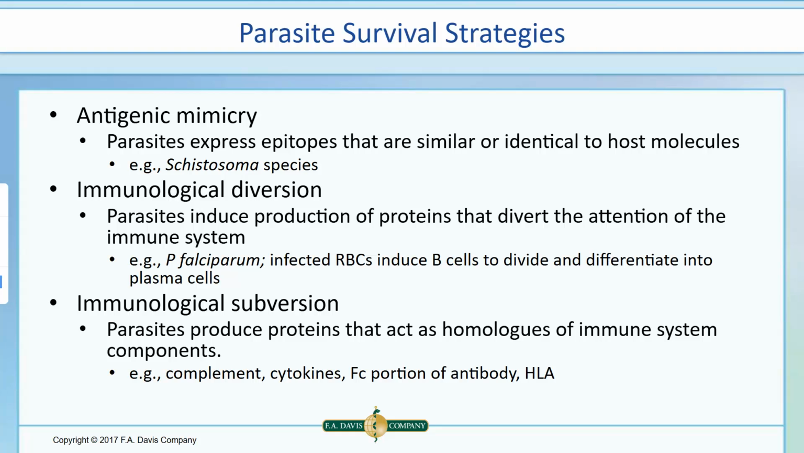Immunological diversion. So parasites induce production of proteins that divert the attention of the immune system. Plasmodium falciparum infected red blood cells induce B cells to divide and differentiate into plasma cells. Immunological subversion. Parasites produce proteins that act as homologs of the immune system components. Complement cytokines, Fc portion of antibody, and HLA.